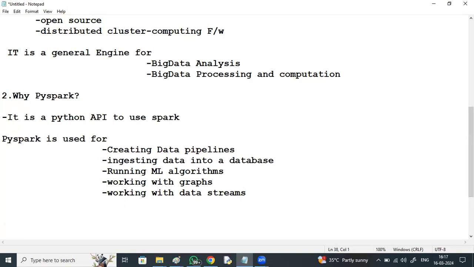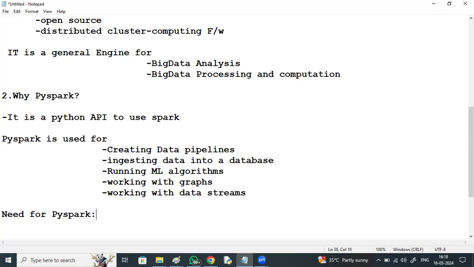If we talk about the need for PySpark, a huge amount of data is getting generated. This data contains hidden patterns, unknown correlations, market trends, customers' preferences, and other useful information. So I want to extract valuable information from the available huge data, and we require efficient tools to perform this kind of operation on huge data.